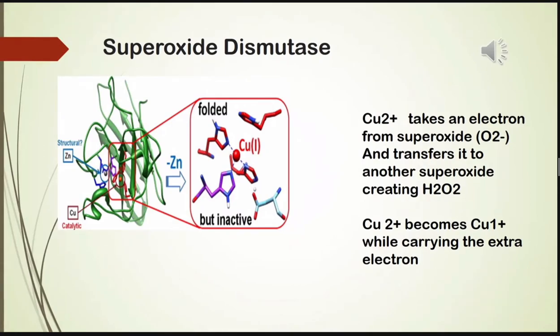Superoxide dismutase that contains zinc and copper is the cytosolic form of your SOD. What happens here is that copper 2+ takes an electron from your superoxide and transfers it to another superoxide, creating your hydrogen peroxide. Copper cycles from your 2+ to your copper 1+ while carrying your extra electron.